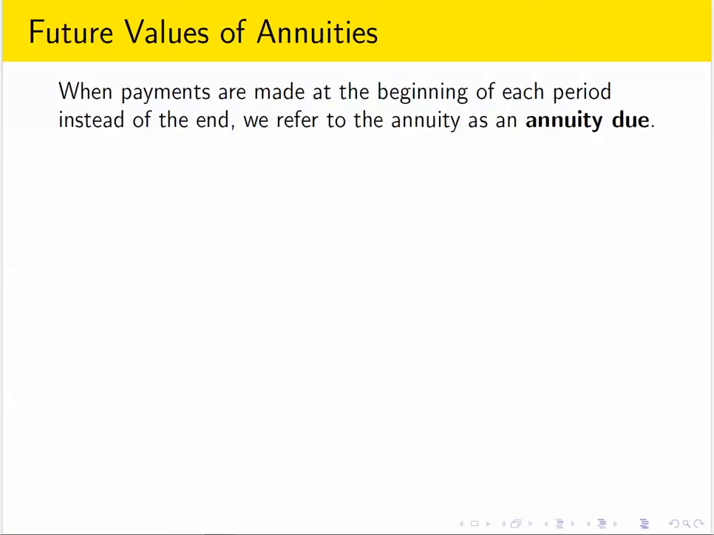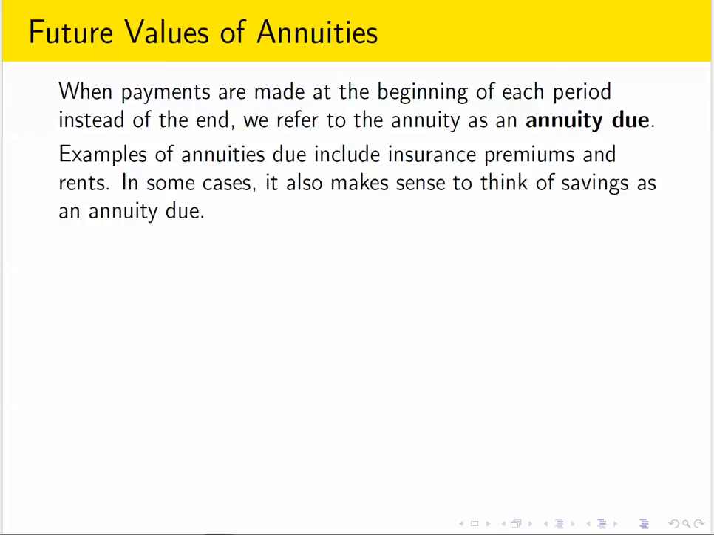In the previous examples, we assumed that the payments were made at the end of each month, but that's not always the case. Sometimes we make the payments at the beginning of each period instead. That's referred to in the literature as an annuity due instead of a standard annuity. So annuities due include things like insurance premiums and rents, where you have to make the payment at the very beginning of, for example with insurance, the period for which you're covered.